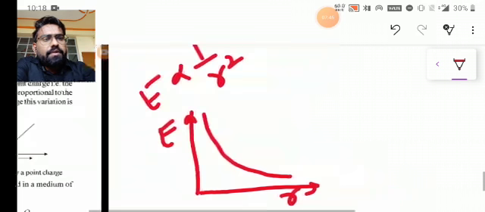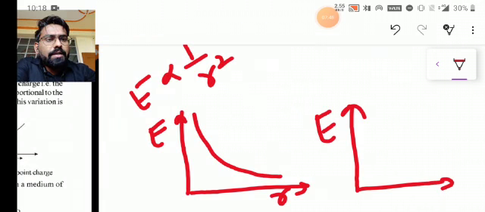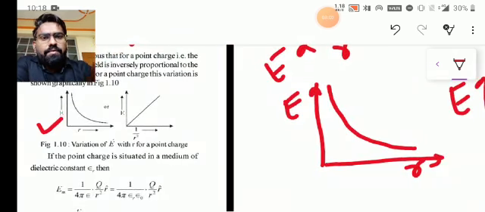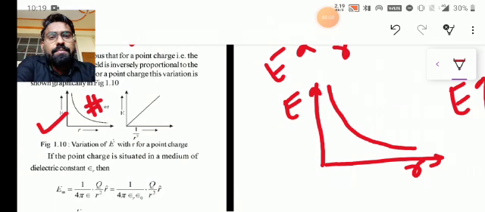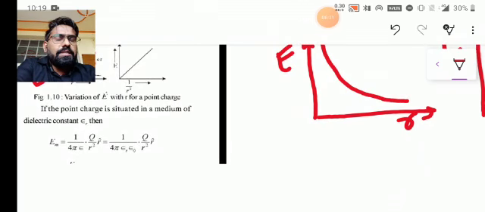But if we draw a graph between E and 1 upon r square, then the graph is a straight line, because 1 upon r square is only one term and electric field intensity is also one term here. So this is the graph of E and r. This graph between E and r is very important. Is it clear? I hope the point is clear.